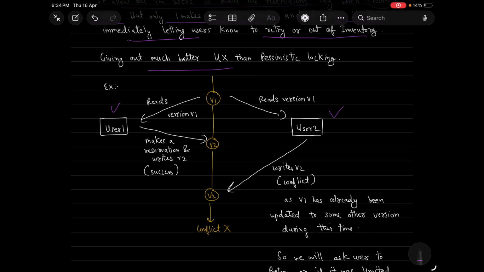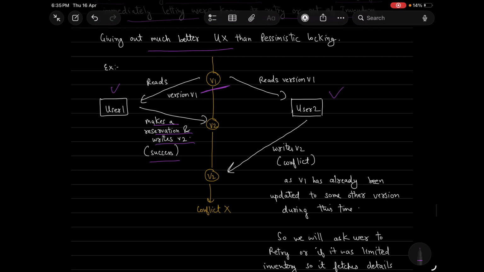Now they both read version v1 of that certain record. User 1 makes a reservation early on and writes v2 before user 2 can make theirs. So user 1 will update the version for that record as v2, which both earlier read as v1.